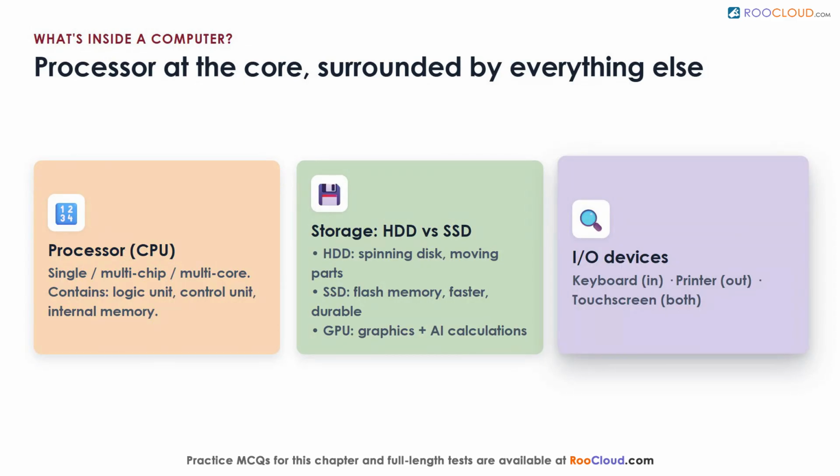Storage comes in two flavors worth contrasting. A spinning hard disk has moving parts. A solid-state drive uses flash memory, so it's faster and more durable. Many machines also add a graphics processor. It was built for graphics, but now powers heavy calculations for machine learning and artificial intelligence.